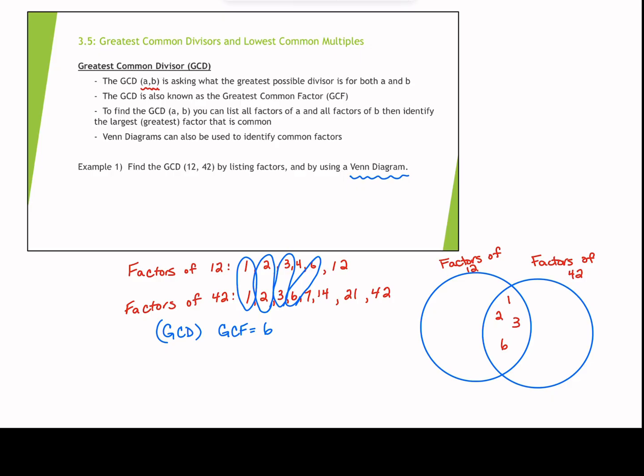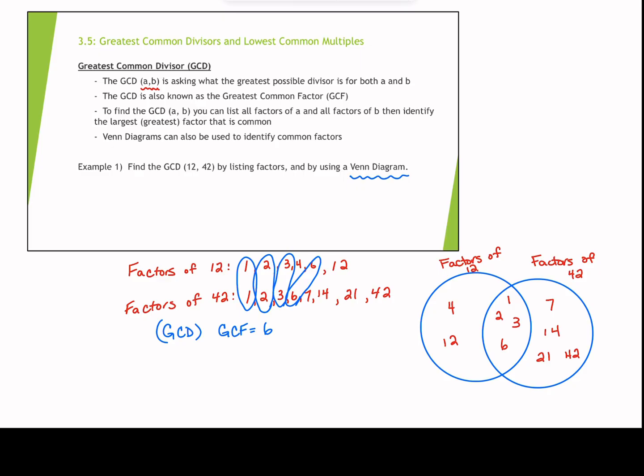Aside from that, the factors that I don't have represented in our Venn diagram so far are the factors 4 and 12. So I'm going to include those as factors of 12. Now, what we haven't accounted for as factors of 42 are the values 7, 14, 21, and 42. So if we think about these sets, we can see that the intersection is happening for 1, 2, 3, and 6.